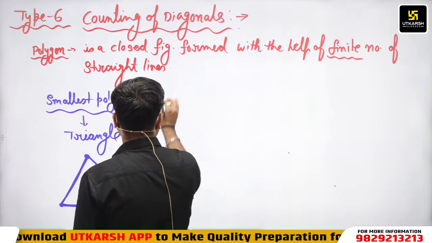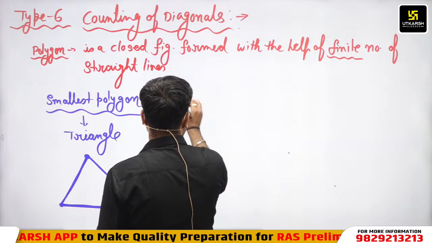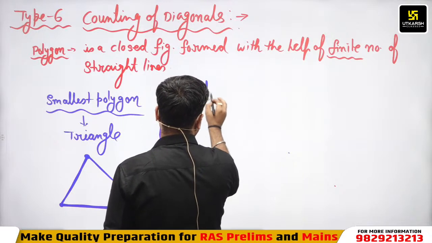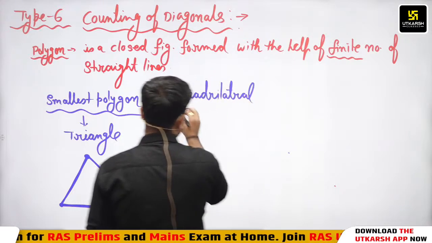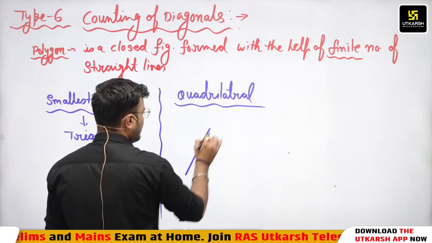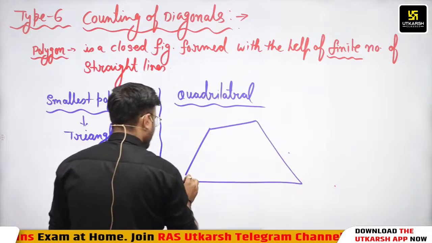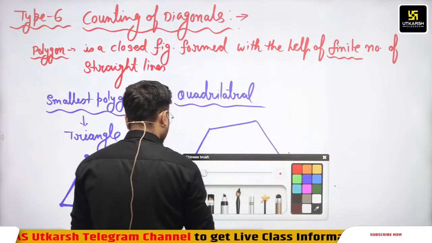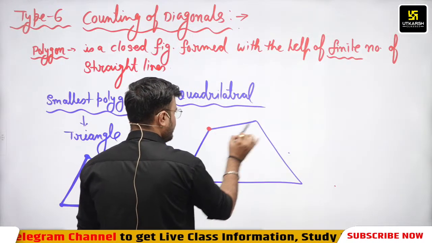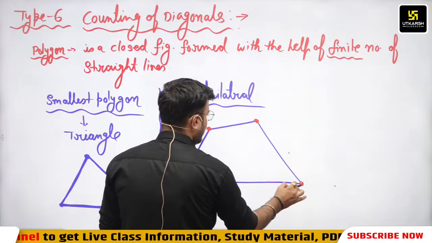For example, if we take a quadrilateral, you know that in a quadrilateral there are 4 sides. There are 4 sides required to draw the periphery, and these are the vertices.